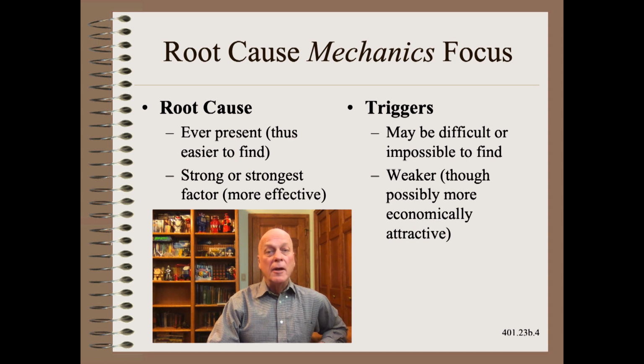The reasons for an initial root cause mechanics focus are compelling. First, the root cause is ever present, and thus is usually easier to find. In contrast, triggers may be difficult or even impossible to find, especially in complicated and noisy industrial situations. Second, the root cause is usually the strongest of all the factors. Triggers are usually weaker factors, though we will sometimes find them more economically attractive.